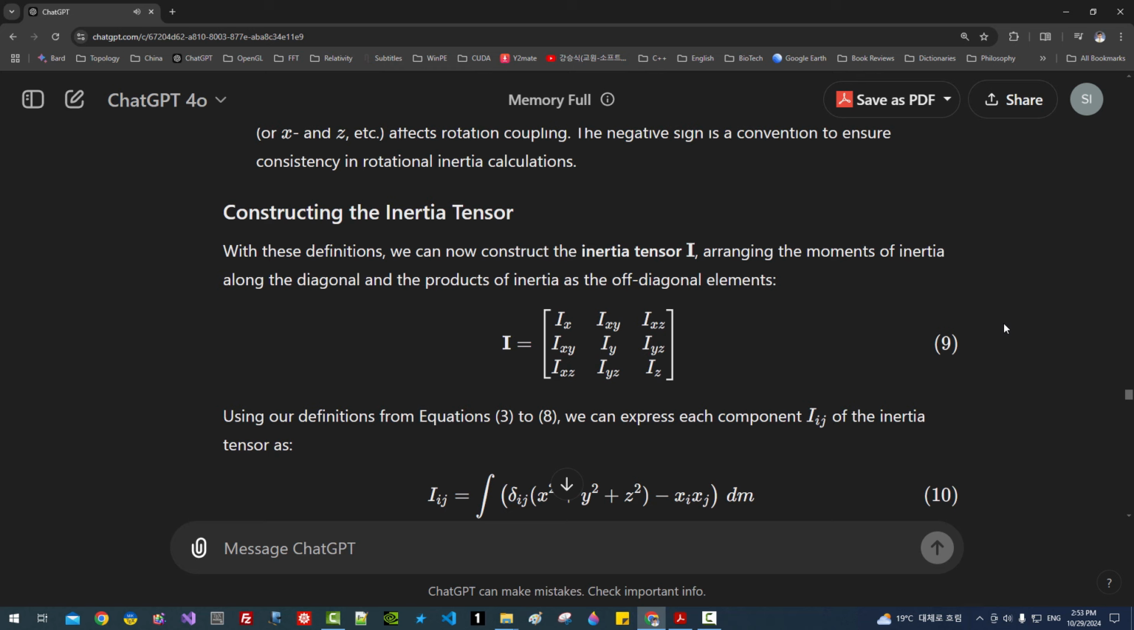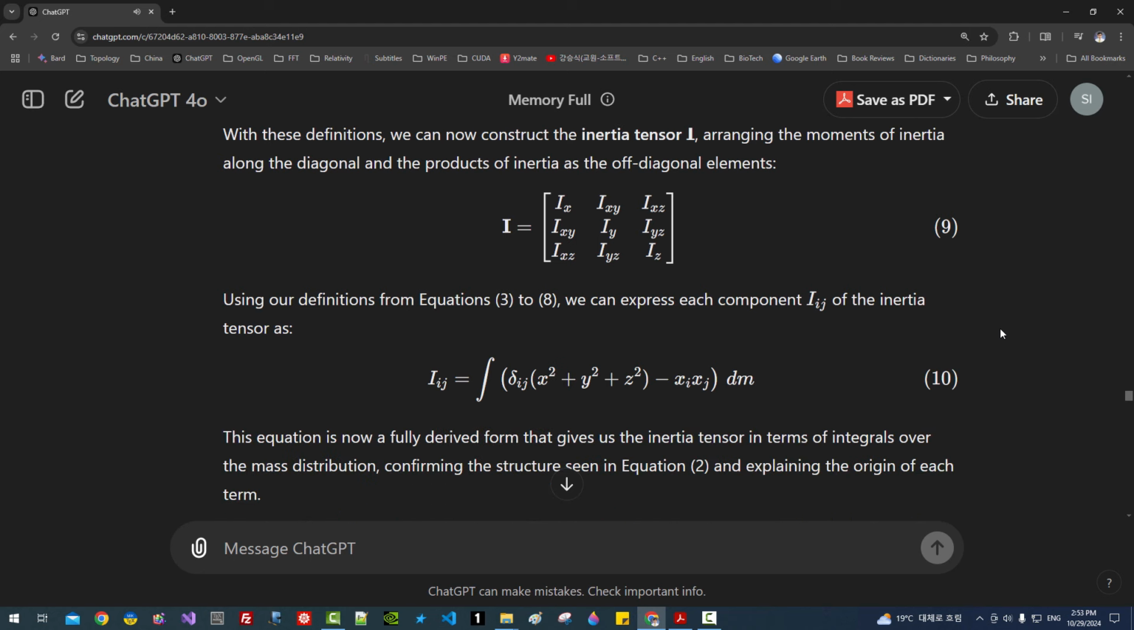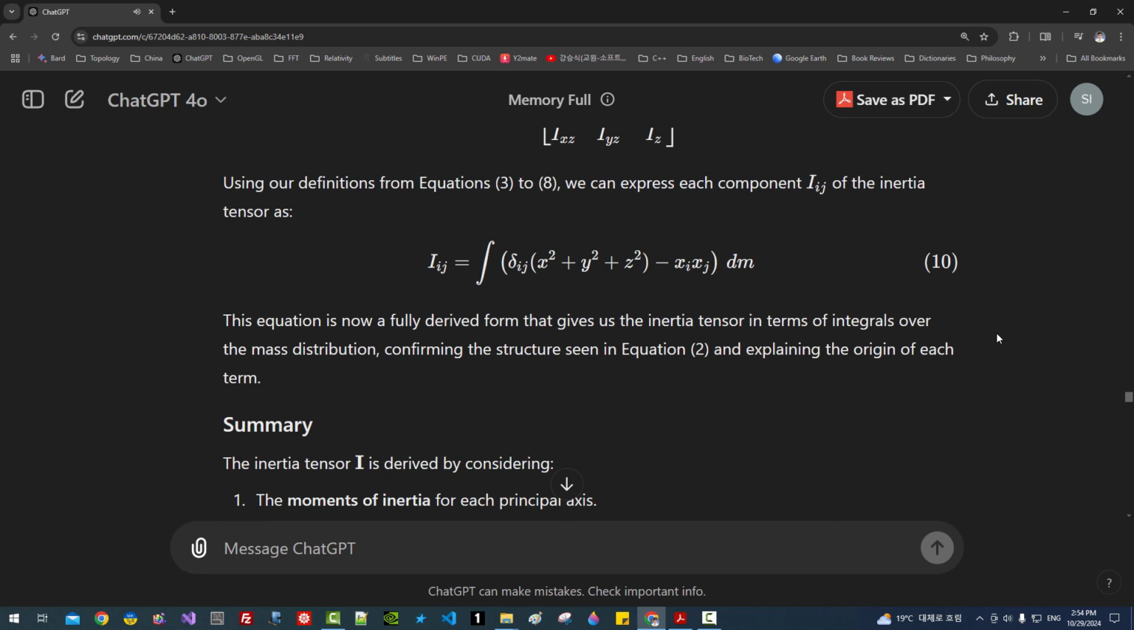Constructing the inertia tensor. With these definitions, we can now construct the inertia tensor, arranging the moments of inertia along the diagonal and the products of inertia as the off-diagonal elements. The matrix I has rows: I_x, I_xy, I_xz; I_xy, I_y, I_yz; I_xz, I_yz, I_z. Using our definitions from the earlier equations, we can express each component I_ij of the inertia tensor as I_ij equals the integral of (delta_ij (x squared plus y squared plus z squared) minus x_i x_j) dm. This equation is now a fully derived form that gives us the inertia tensor in terms of integrals over the mass distribution, confirming the structure seen earlier and explaining the origin of each term.